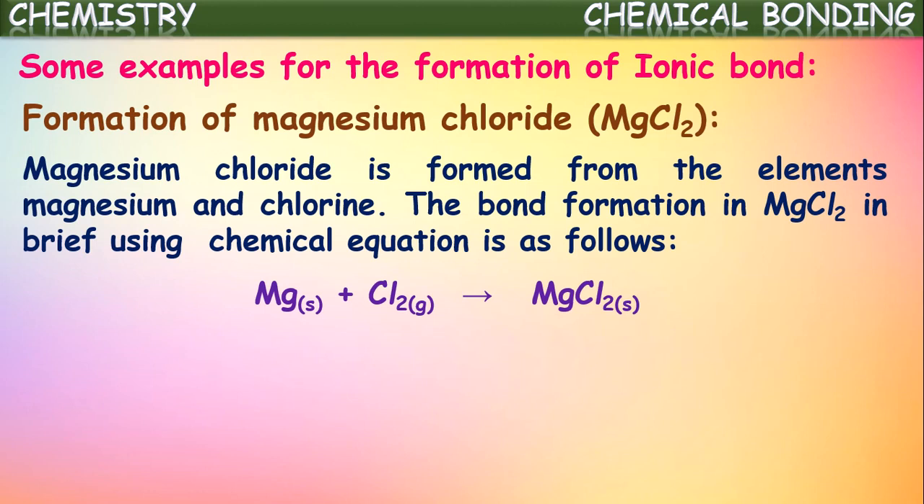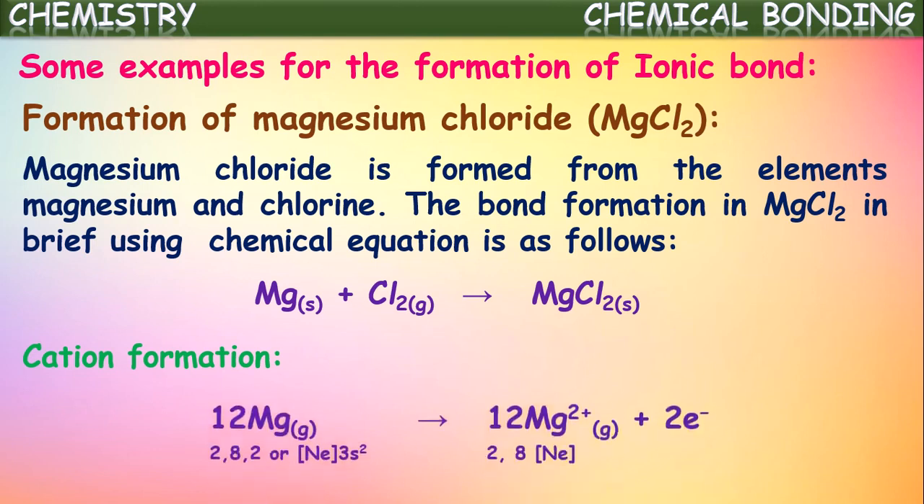So magnesium metal and chlorine non-metal, when combined together, form the compound magnesium chloride, which is an ionic compound. Now let us see how these are converted into ions. Before that, they convert into their respective ions. So let us see first the cation formation, that is, the positive ion formed by the metal atom.